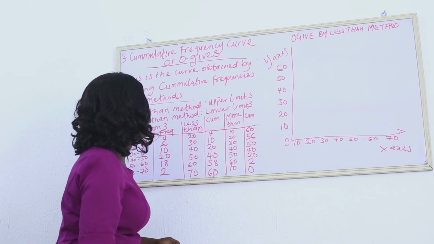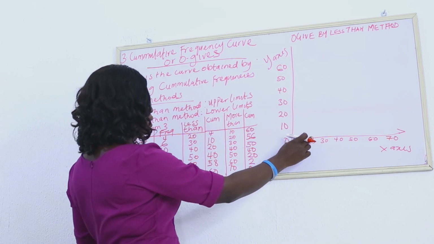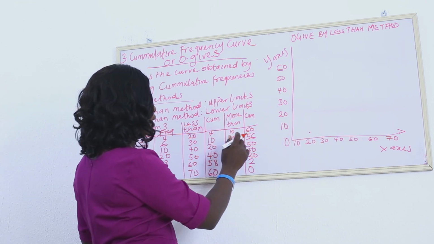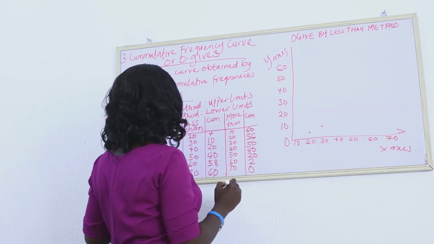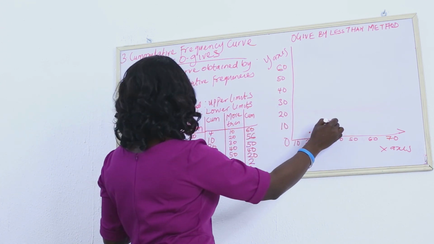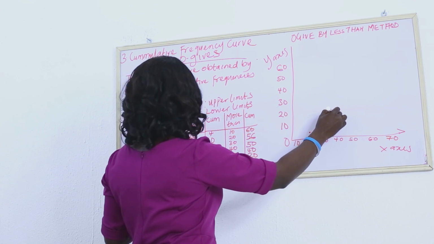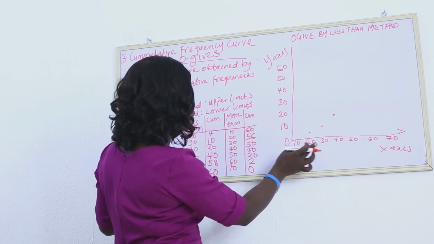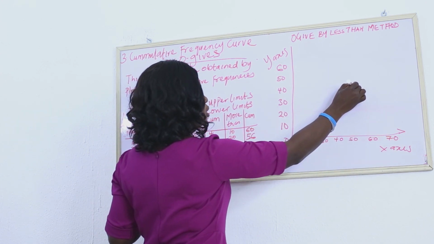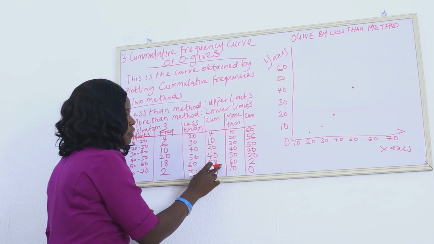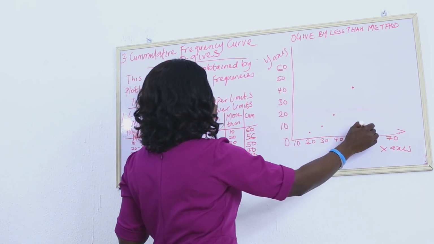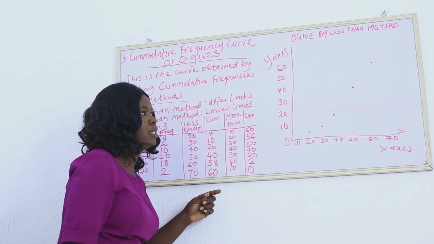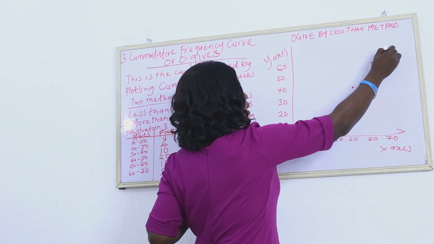The first cumulative value is 4, so at 20 and 4, the point should be around here. I point it out. The next one is 10, which should be around this point. The next one is 20, around this point. The next one is 40, and the next one is 40 again. Then the next one is 58, and the next one is 58 again. And the last one is 60.